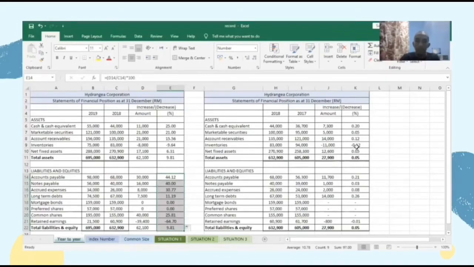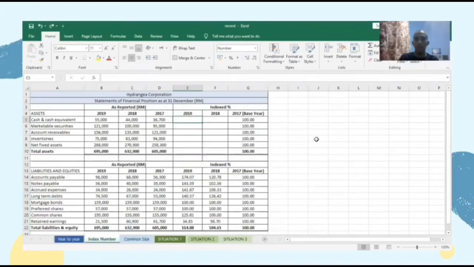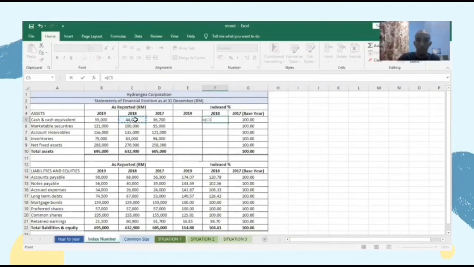For 2018 and 2017, they use the same method. So we move to index number trend analysis. As we know, 2017 is base year, so the index number is 100%. To calculate index number for 2019 and 2018, the formula is current year divided by base year and times with 100. So for 2018, equal, open bracket, 2018 divided by base year, which is 2017, and times with 100. Then double click.